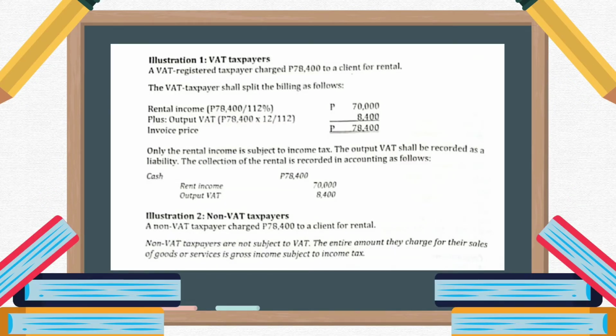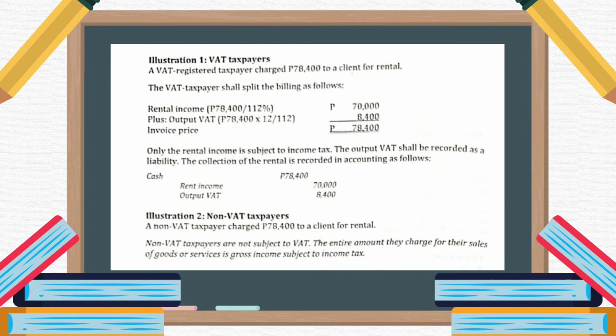Illustration 1. VAT taxpayers. A VAT registered taxpayer charged 78,400 to a client for rental. The VAT taxpayer shall split the billing as follows. Rental income: the 78,400, we divide it by 112%, equals 70,000. Plus output VAT, 78,400 times 12 divided by 112, equals 8,400. Invoice price with the total amount of 78,400. Only the rental income is subject to income tax.